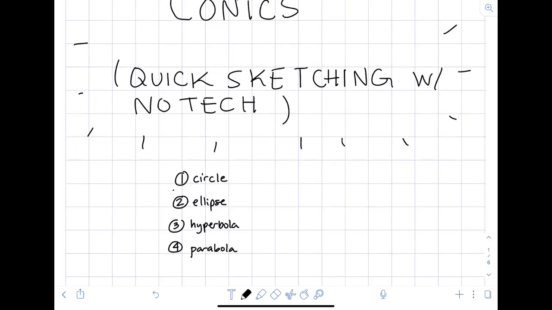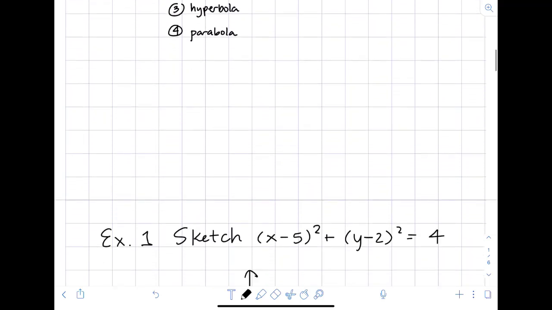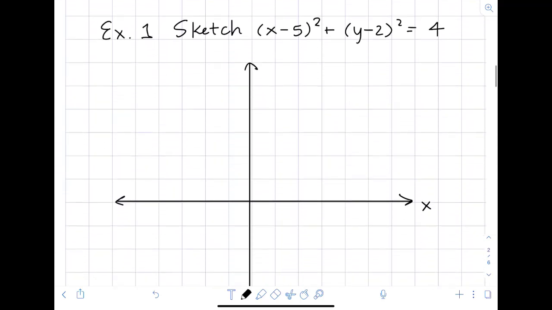So as a reminder, our four conics that we're going to be studying are the circles, the ellipses, the hyperbolas, and the parabolas. Hopefully you've seen the other video that explains how the different slices will form the different conic sections, and you've seen some of these names before. We're going to focus just on sketching them. So let's take a look at this formula.